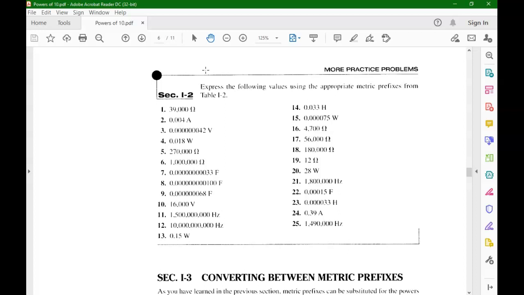So how would you write that? Do you want me to do it as the metric prefix, the scientific, or the engineering notation?